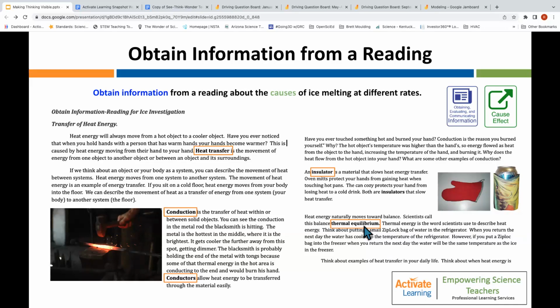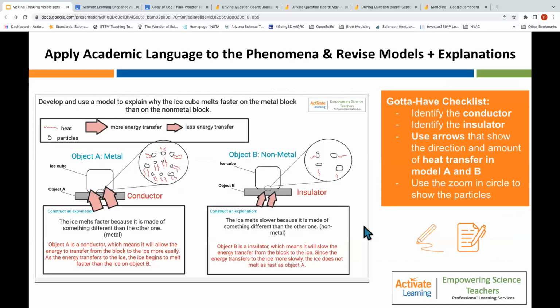Now that they've gathered and I help them make sense of these words, we're going to take them and apply them to the phenomena. So we go back, and then I ask them to revise their models because it is an iterative process. And they then apply this.